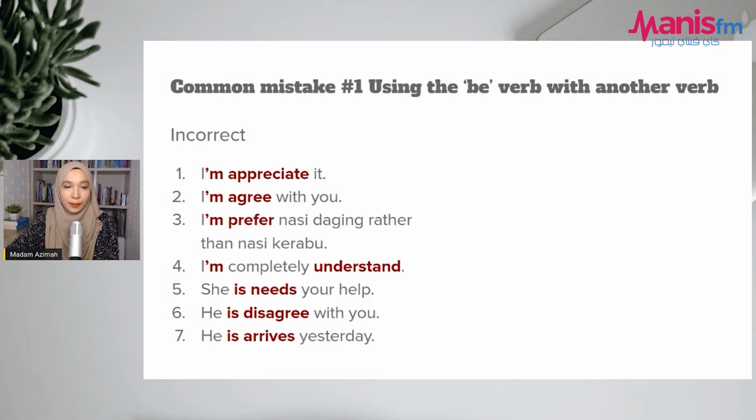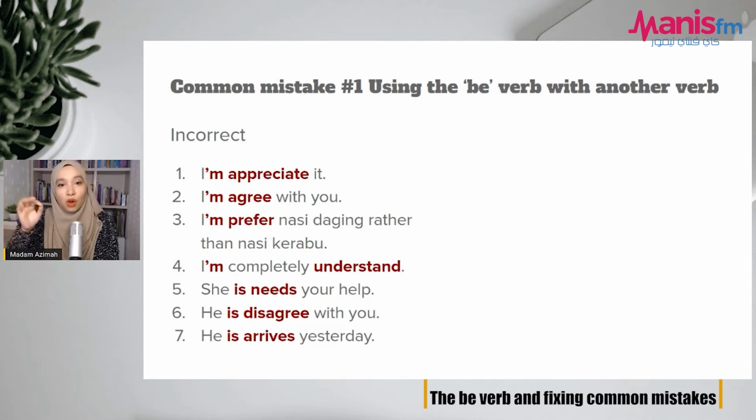7 examples. Number 1, I'm appreciated. Number 2, I'm agree with you. Number 3, I'm prefer nasi dagang rather than nasi kerabu. Number 4, I'm completely understand. Number 5, she is needs your help. Number 6, he is disagree with you. Number 7, he is arrives.